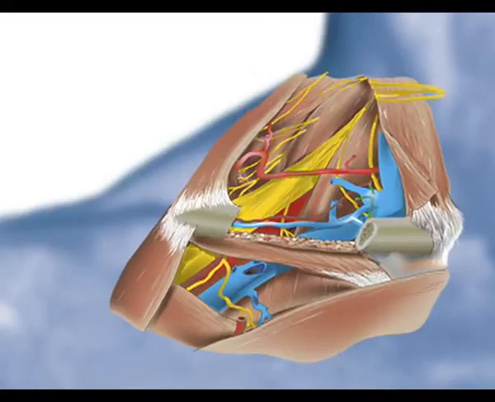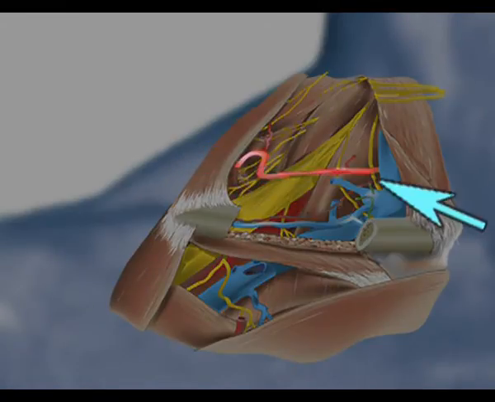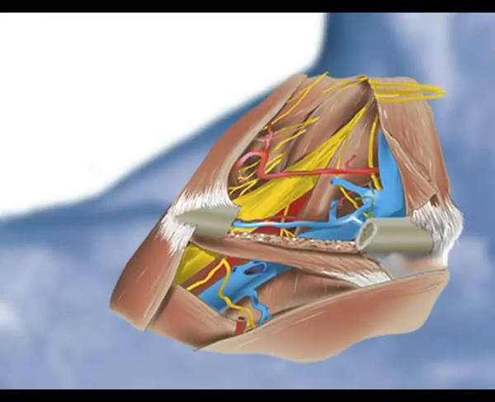Some of the branches of subclavian artery may cross the brachial plexus just above the clavicle. These are the transverse cervical artery and the suprascapular artery. One may be able to visualize these vessels with ultrasound.